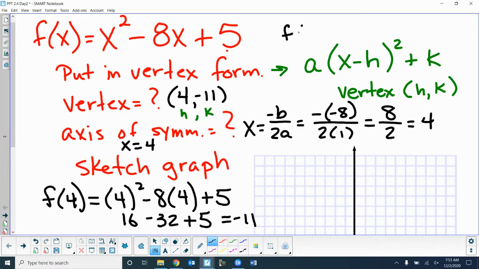So we go like f of x, 1. You don't have to write that. It's always x minus h, and h is 4, so you just put x minus 4. If it was negative 4, you go x minus a negative 4, which makes it plus 4. It's like the opposite. Squared. And then k is negative 11, so I just put minus 11. All right?